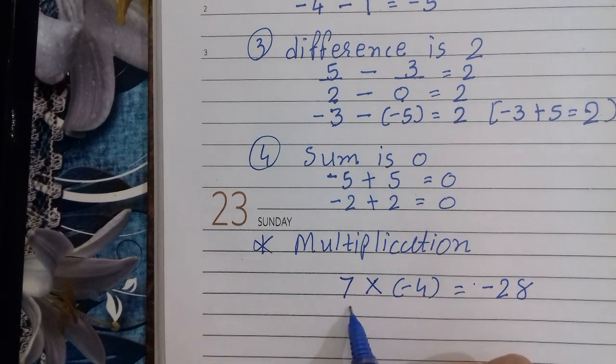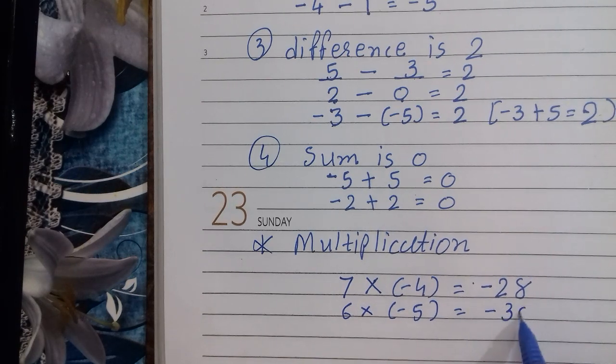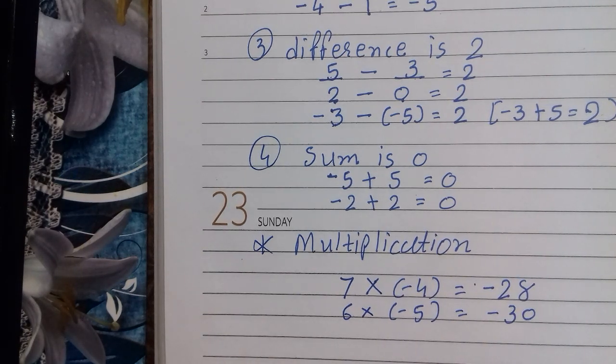minus 28. 6 multiplied by minus 5 is equal to minus 30. Thus, we find that while multiplying a positive integer and a negative integer, here 6 is positive and minus 5 is a negative integer, we multiply them as whole numbers and put a sign of minus before the product.